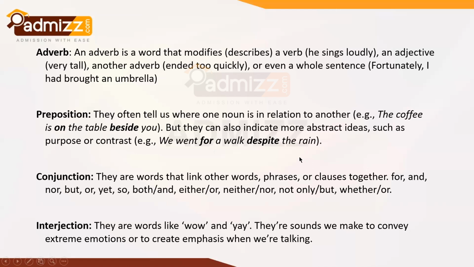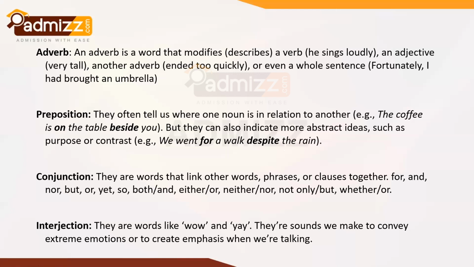But for instance, at times prepositions don't always represent locations, right? They can sometimes also represent things that you are going to do or some abstract ideas as well, right? For instance, in this case, we went for a walk. For is a preposition. And despite the rain, that is to mean we went for a walk despite the fact that it was raining.